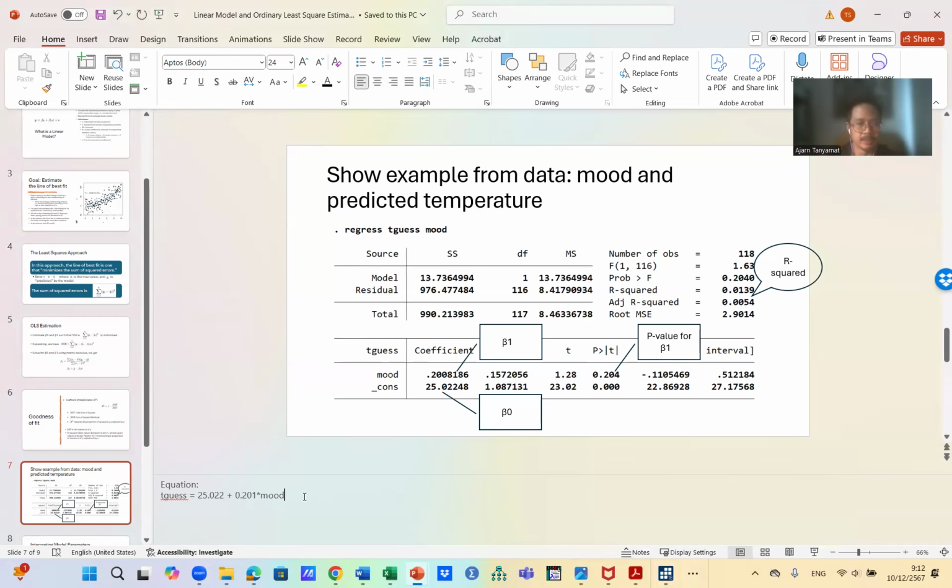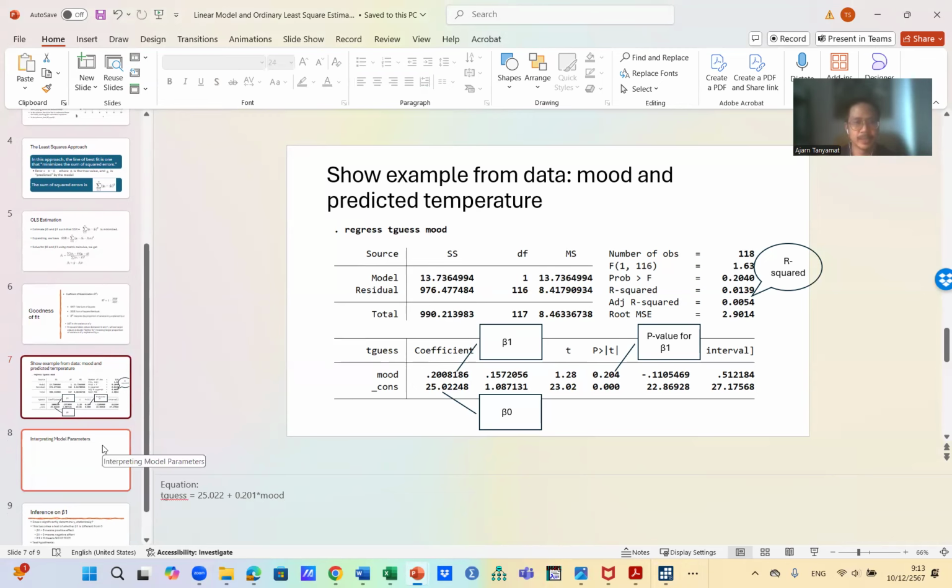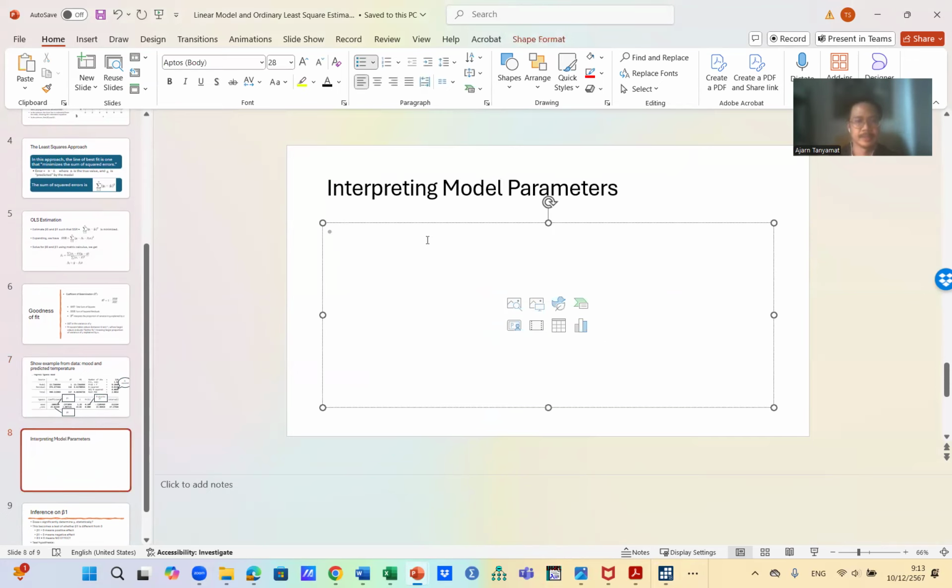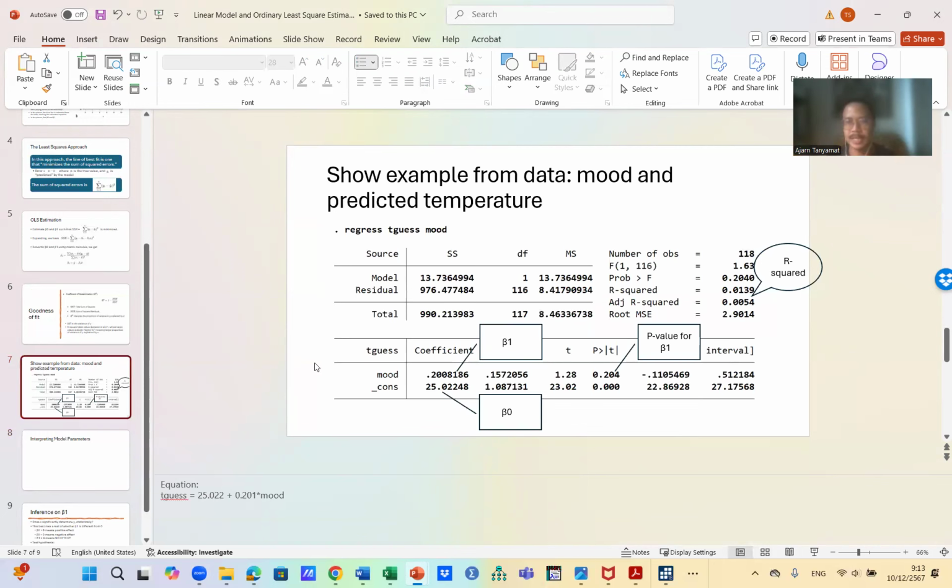So to extend a little bit, in this case, we have only one explanatory variable. So we're going to say that as mood increases 1 unit, T guess increases by 0.201. Now, in most cases that we work with data, I'll type out beta 0 and beta 1 later. In most cases, we're not going to have just one explanatory variable. We're going to have many explanatory variables.